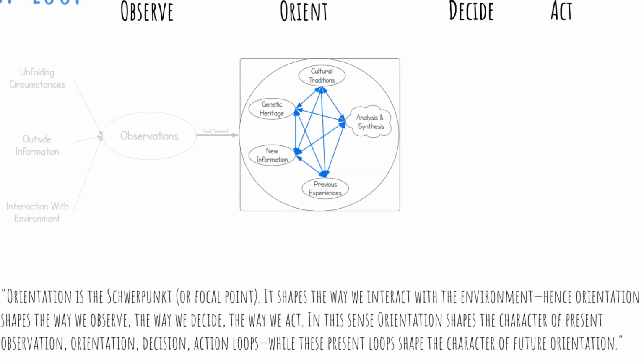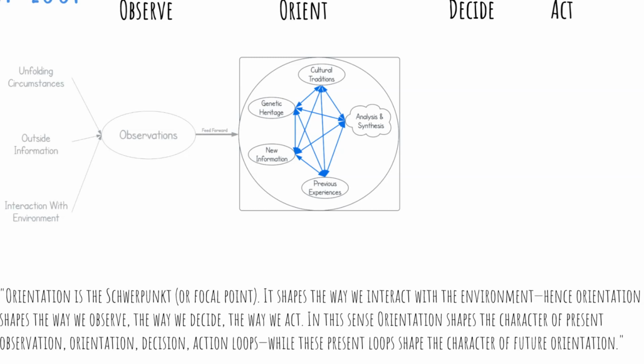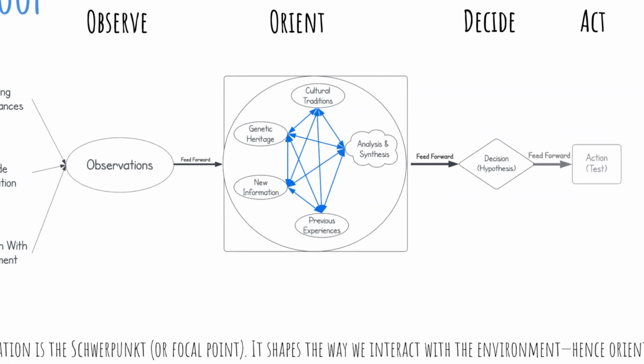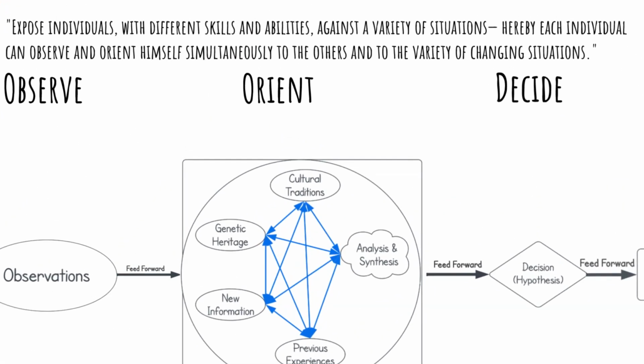The focal point in the loop is orient. According to Boyd, it shapes the way we interact with the environment. Hence, orientation shapes the way we observe, the way we decide, the way we act. In this sense, orientation shapes the character of present observation, orientation, decision, action loops, while these present loops shape the character of future orientation.